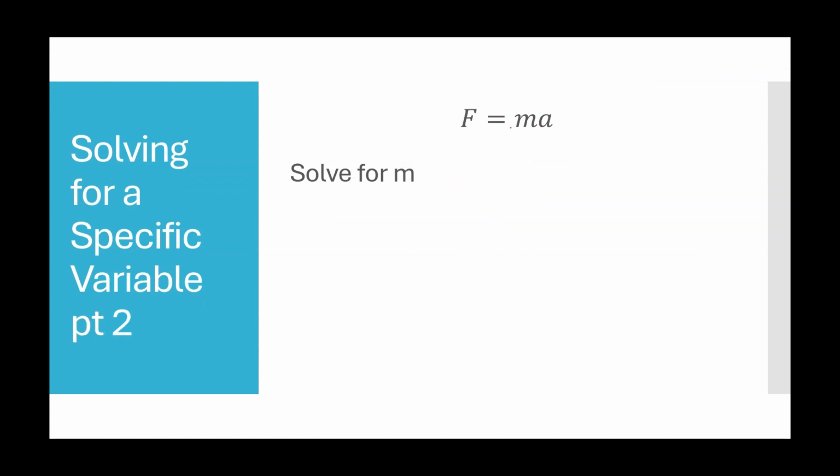If we're solving for m, we're trying to get this m all by itself, so we need to get rid of this times a. So I'm going to divide by a on both sides of my equation. I've got f divided by a, and over here, I just have m. I'm done. It's not so bad.